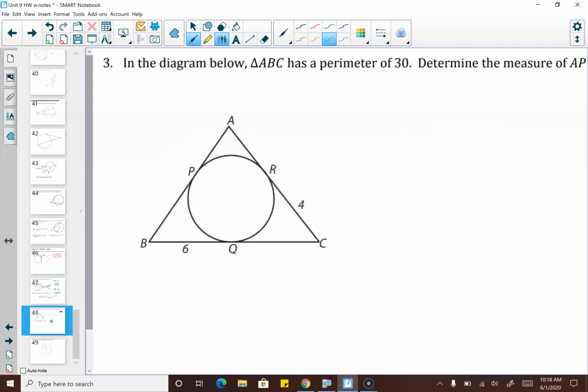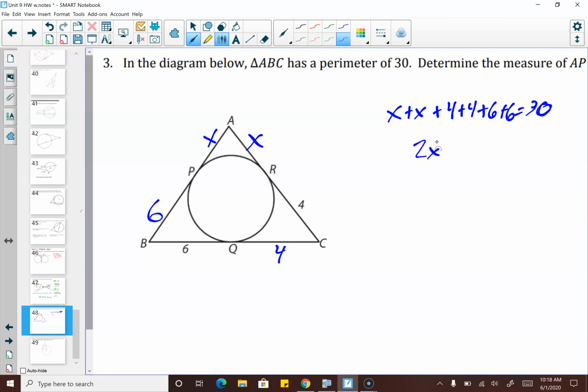In the diagram below, triangle ABC has a perimeter of 30. Determine the measure of AP. Well, common tangents say that if CR is 4, QC has to be 4. And that if BQ is 6, BP has to be 6. And then if AP is labeled as x, AR has to be x. So what do we have now? If this whole triangle has a perimeter of 30, we have x plus x plus 4 plus 4 plus 6 plus 6. That's going to give us 30.